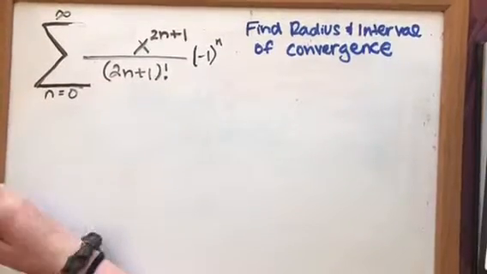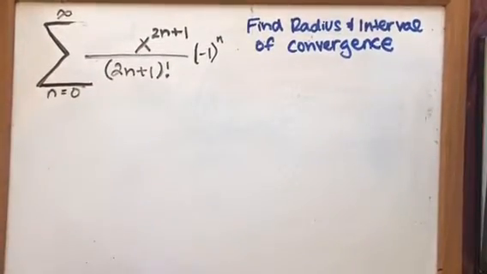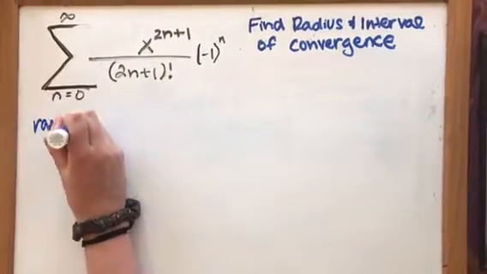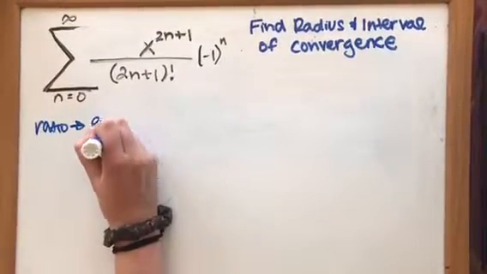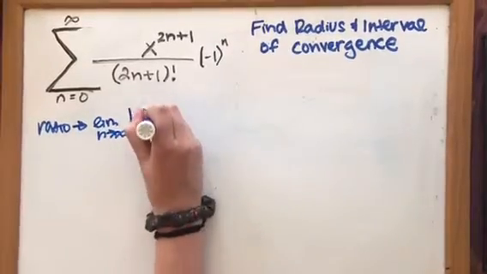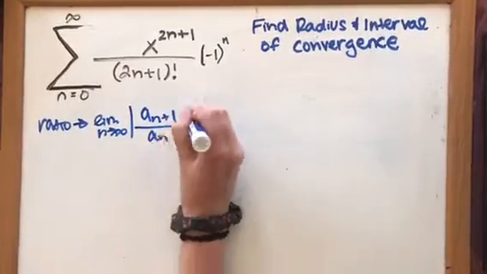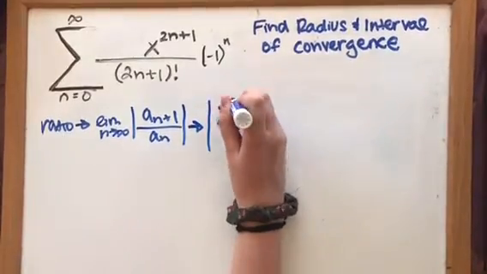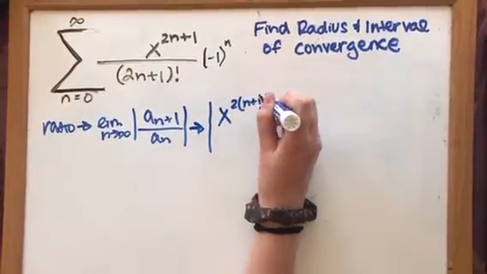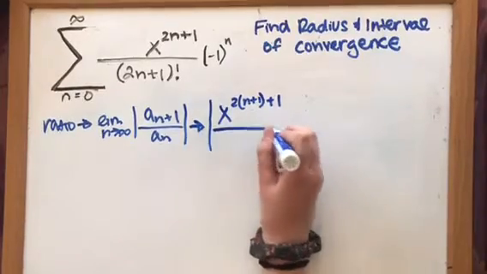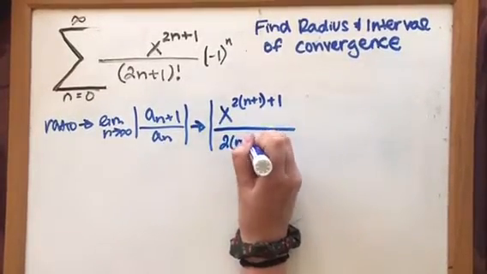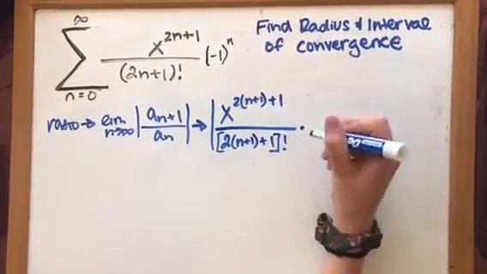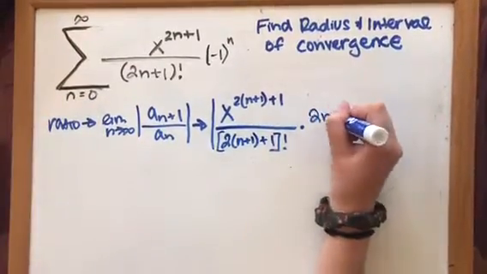First thing we're going to do, because we need to find the radius of convergence, is a ratio test. If you remember, the ratio test means that we're taking the limit as n goes to infinity of the absolute value of a sub n plus 1 over a sub n. So in this case, that would be x to the 2 times n plus 1 over 2 n plus 1 factorial times reciprocal 2 plus 1.